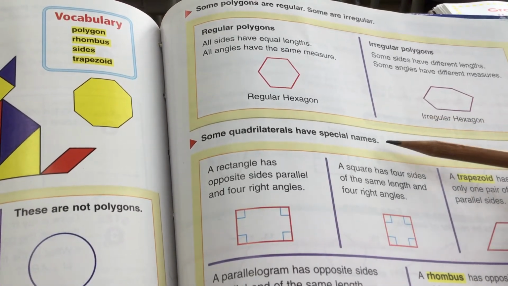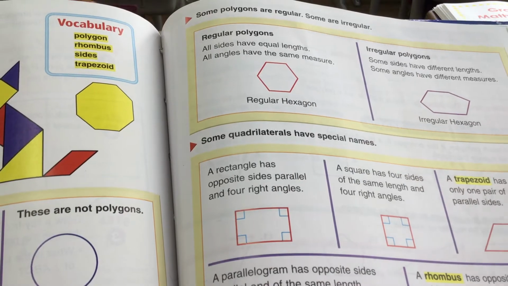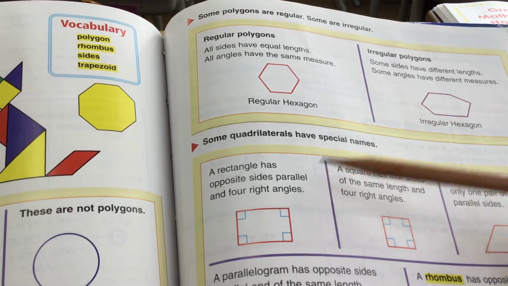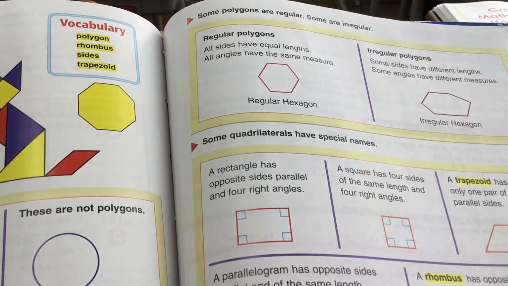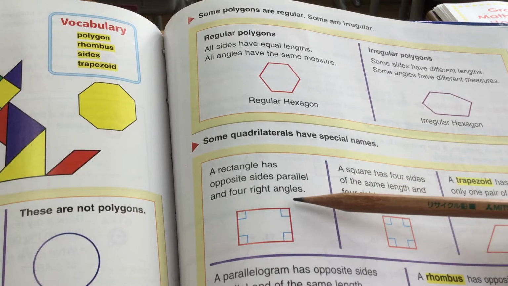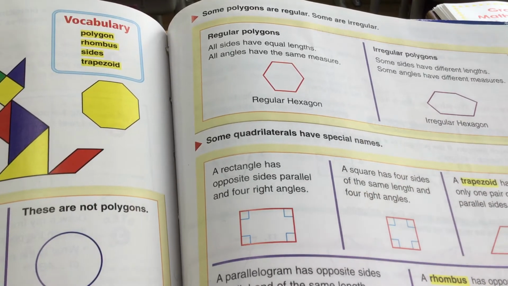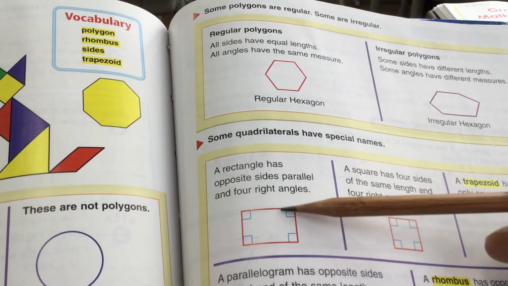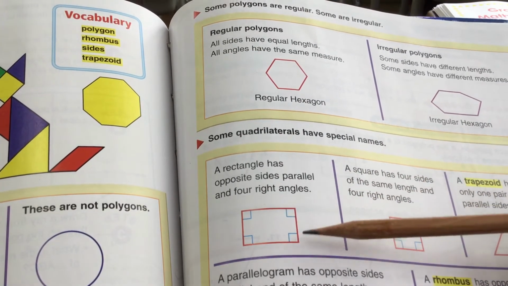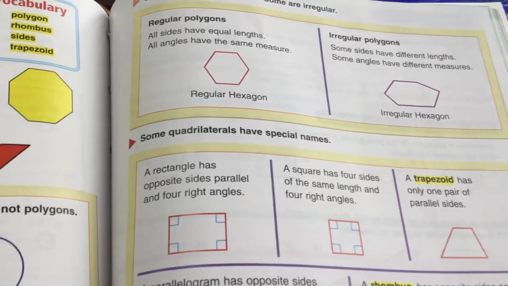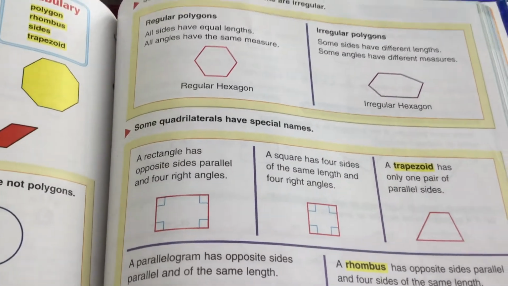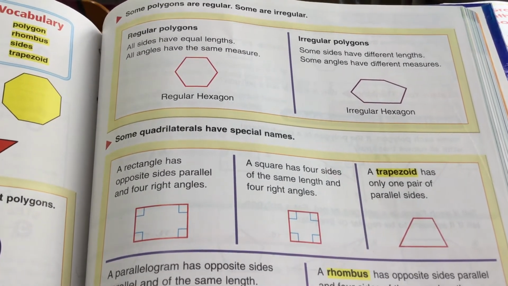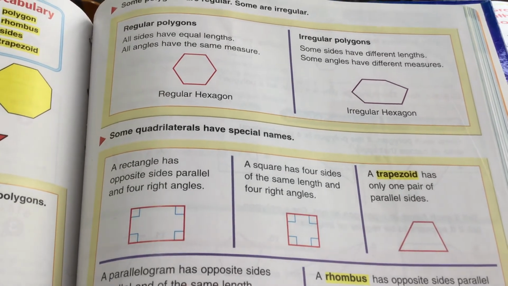some quadrilaterals have special names. A rectangle has opposite sides parallel and 4 right angles. So we know that about a rectangle, right? 2 sides are the same length on each side, but it has 4 right angles. A square has 4 sides of the same length and 4 right angles.